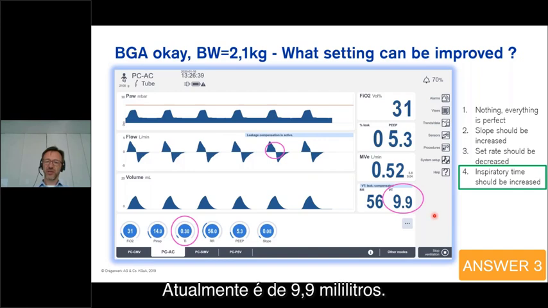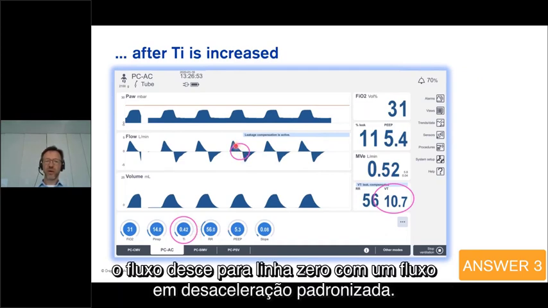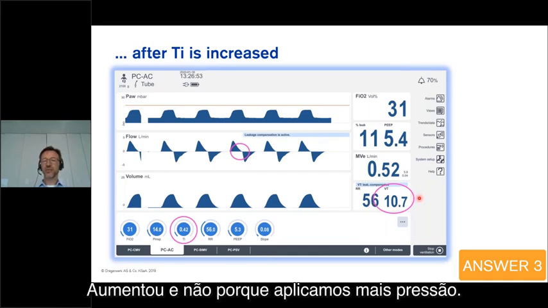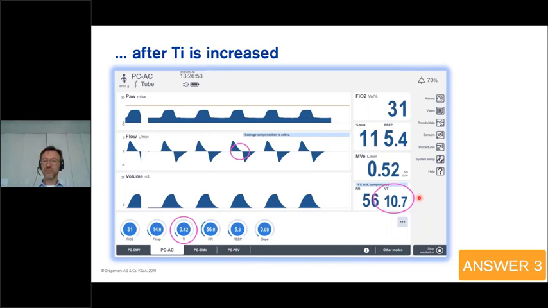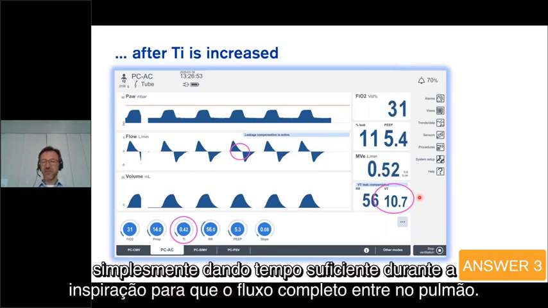It's 9.9 milliliters. If we now increase the inspiratory time to 0.42, and now the flow comes really down to the 0 line with a decelerating flow pattern, we see that the tidal volume has also increased. And this is important: it has increased not because we give more pressure. It just increased because we gave the lung more time to collect this volume. Simply give enough time during inspiration that the complete flow is entering the lung.